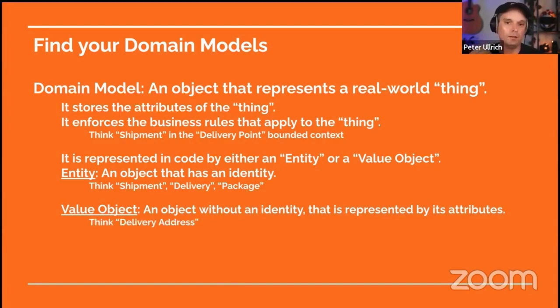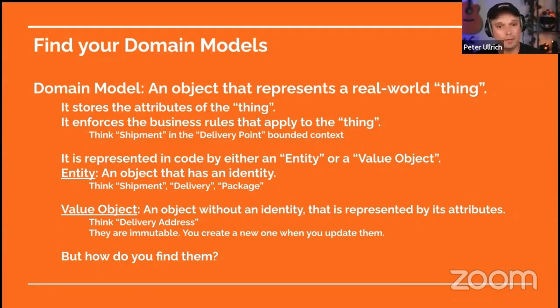But a very typical example of this is the delivery address, the address of the recipient. If we update that address, we don't care about the old one. Well, maybe we do, but still, the address doesn't have an identity. It is a combination of different attributes like the street, the postal code, the city. All these three things together make an address, right? So just for you to know about these two things. And they're immutable. Whenever we create a new one, we destroy or archive the old one and we create a new one. Yeah. But how do you find these domain models?